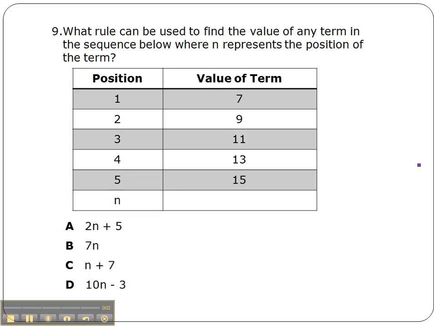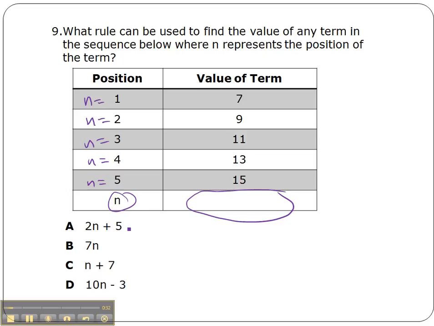Problem 9 says, what rule can be used to find the value of any term in the sequence below, where n represents the position of the term in the sequence? So we have a sequence represented in table form. We have our positions, and we know this means n equals 1, n equals 2, n equals 3, n equals 4, n equals 5, because there's n. So for any n, what is the rule that will give us our term in our sequence?